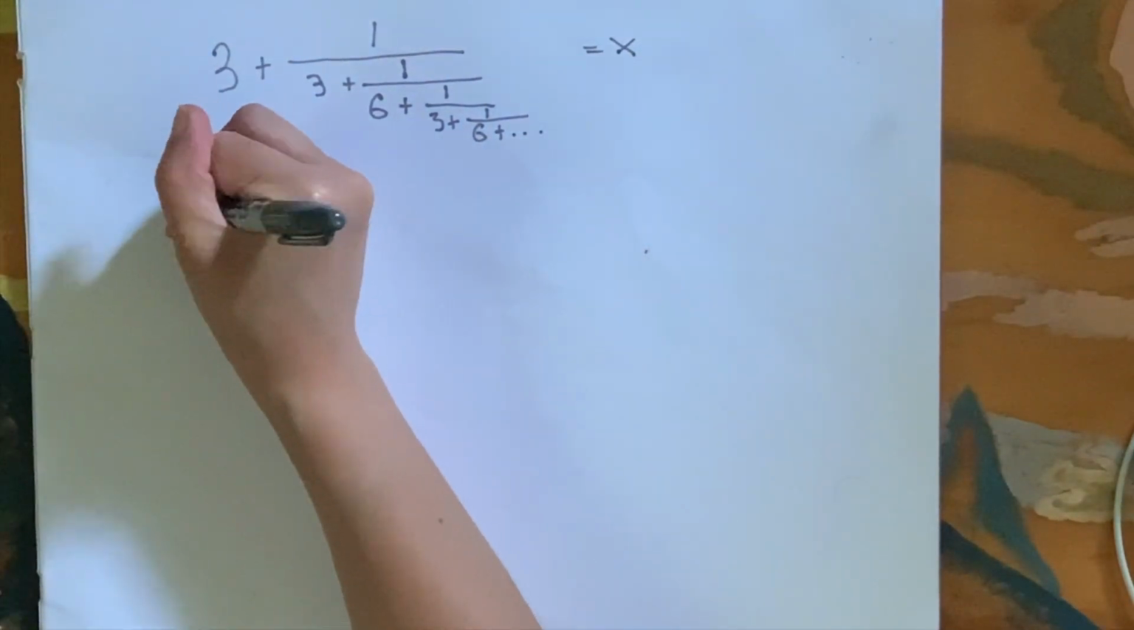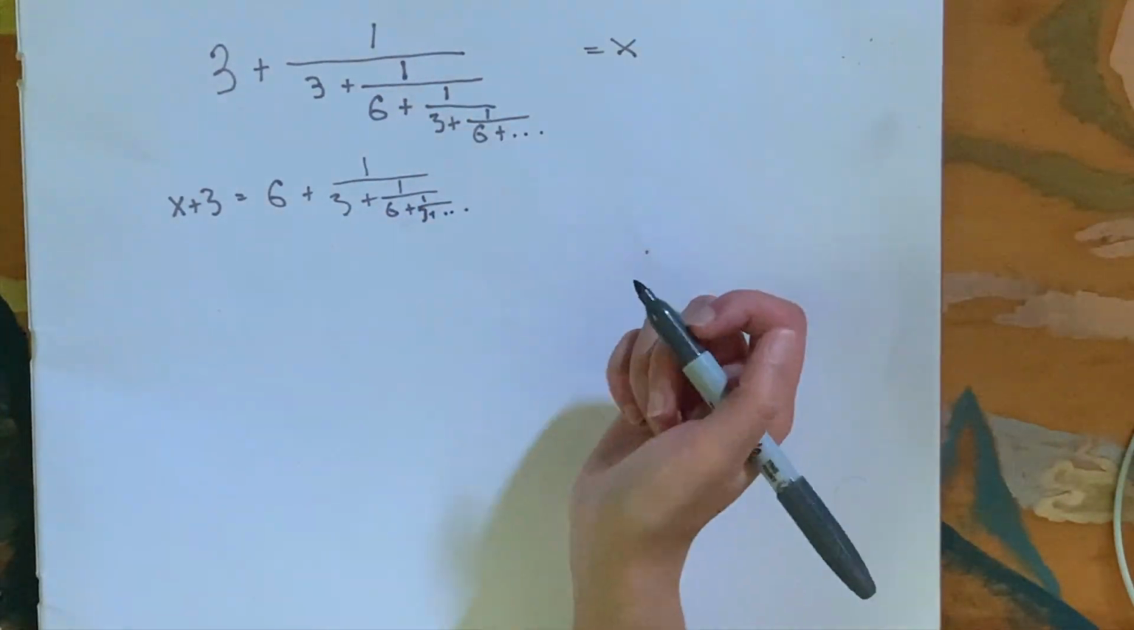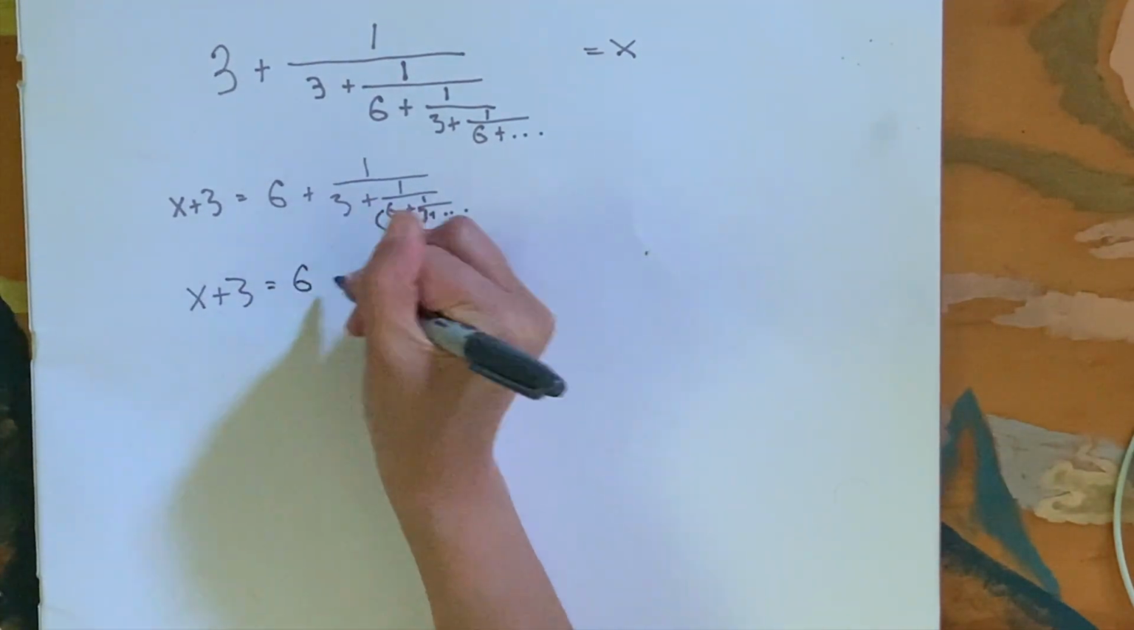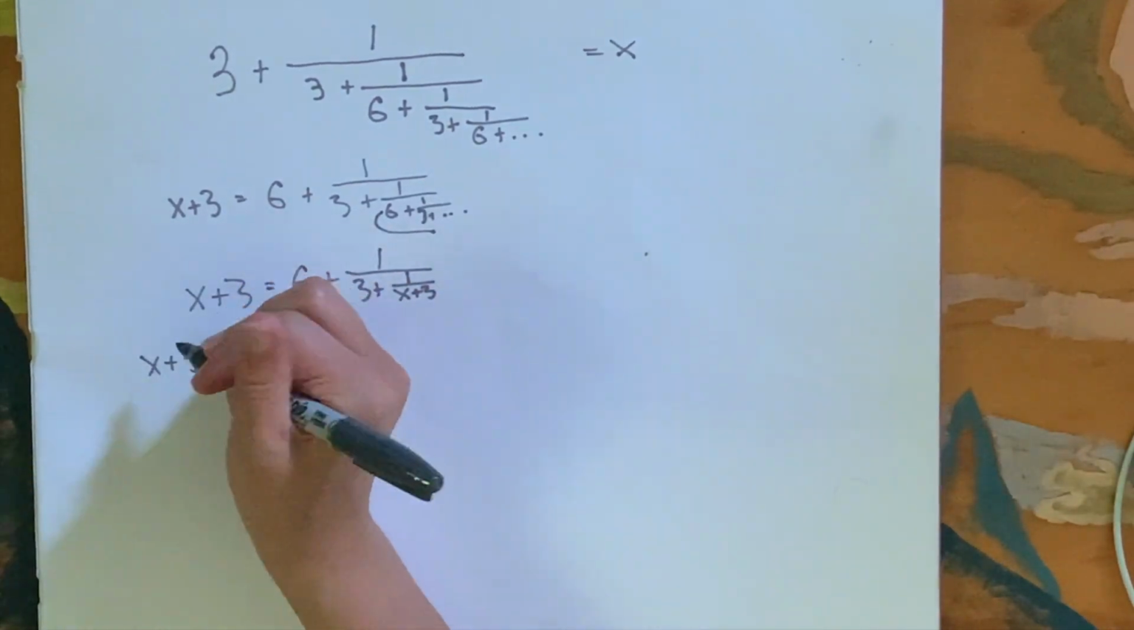If we add 3 to both sides, we can perfect the pattern alternating right from the start. Now what can we do? Well, we see that this thing inside is really just x plus 3 again, so let's sub it in as x plus 3. Now we have a finite expression that we can solve, so let's do that.